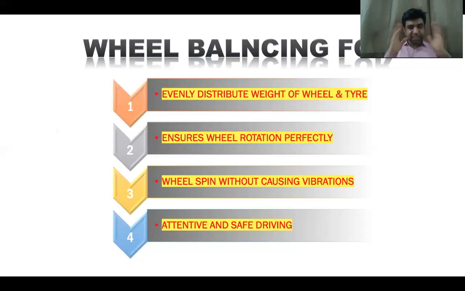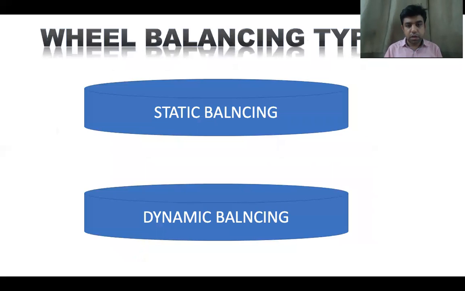You would be less attentive while driving, and that can even lead to certain kinds of accidents. So the fourth aspect, and the most important one, is attentiveness, and a safe driving condition can be achieved with the help of proper balancing of the wheel. Now let us have a look at the different states of balancing.